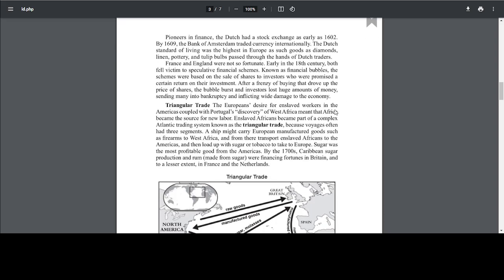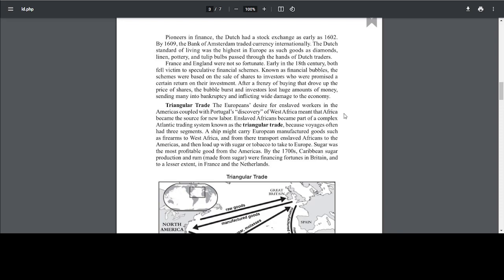Pioneers in finance, the Dutch had a stock exchange as early as 1602. By 1609, the Bank of Amsterdam traded currency internationally. The Dutch standard of living was the highest in Europe, as such goods as diamonds, linen, pottery, and tulip bulbs passed through the hands of Dutch traders.